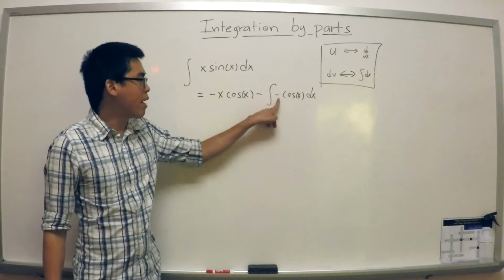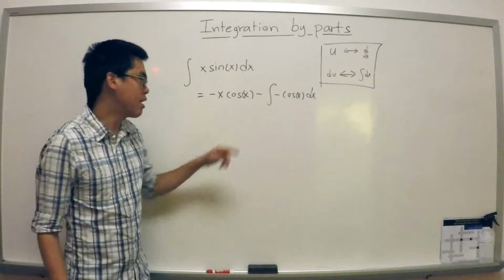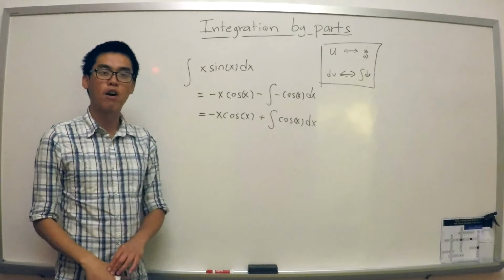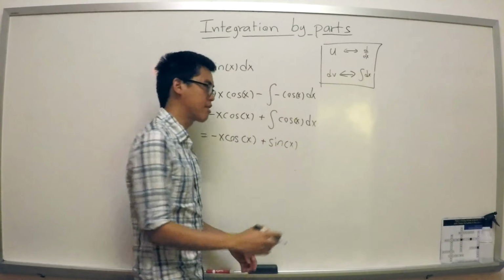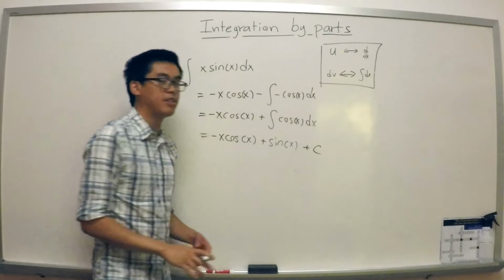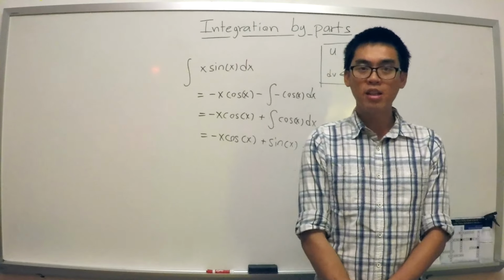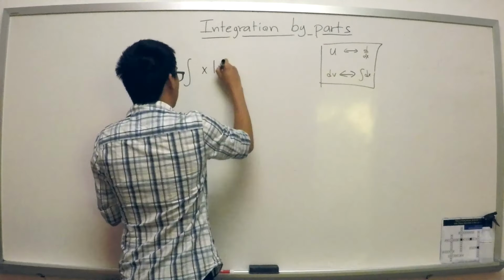So we have 2 minus sine here. 2 minus sine become plus. Antiderivative of cosine is just sine. And just don't forget to plus c at the end. And that shall be your correct answer. Let's do a couple more examples together.